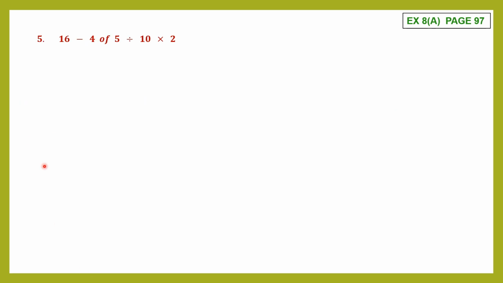Question 5, we have 16 minus 4 of 5 divided by 10 into 2. So let's write BODMAS. According to BODMAS, which one should we do first? Brackets. But we don't have brackets here. So we can strike off brackets. We don't have brackets. The next thing is O. O stands for off, and we have that here. That is 4 of 5 it says. That means we multiply 4 into 5.